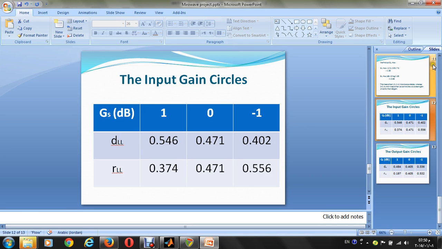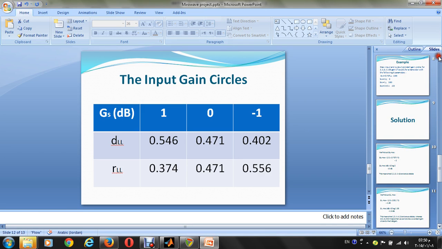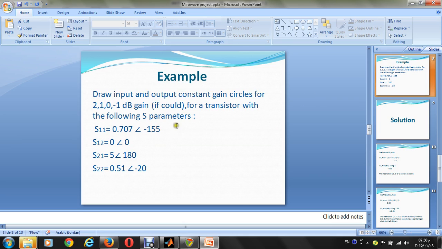I will go back to the example and look at the first parameter, which is S11. It equals 0.707 at the angle minus 155. I'm going to take the conjugate of this parameter, and the angle is minus 155. The conjugate for it is 155.